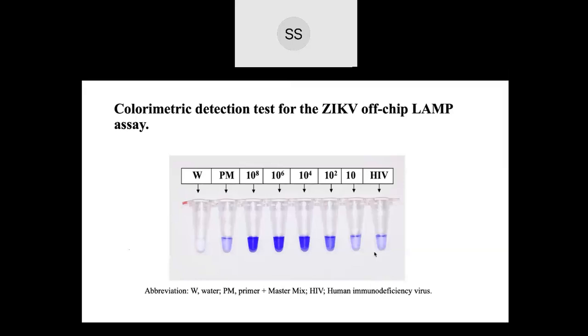After 30 minutes, we can see the amplification occurred in the reactions which contained different concentrations of target. However, we did not see a color change, which implies that no amplification occurred in the reactions carrying only 10 copies of Zika target, HIV, and the primer master mix reaction. So the sensitivity with the dye remains the same as without the colorimetric dye.